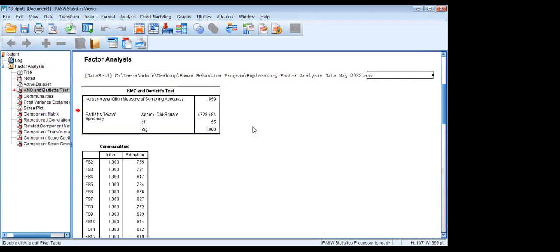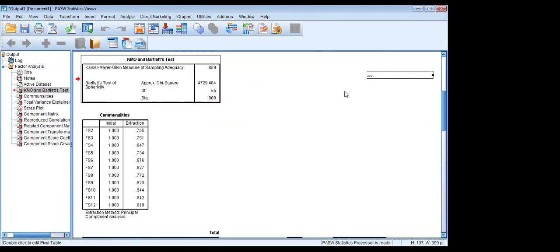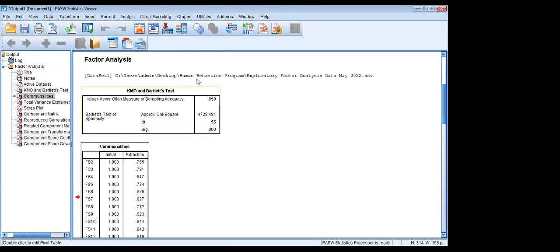KMO and Bartlett's test. The Kaiser-Meyer-Olkin measure of sampling adequacy is 0.859. The rule of thumb is, if it is greater than 0.7, good. Please note it down: 0.7 and above is good, so your sample is adequate. There is certain research where variables are good, but they are surveyed for only 100 or 150 participants or respondents. If you are getting a smaller number of samples, then it is not adequate. Here it is adequate.